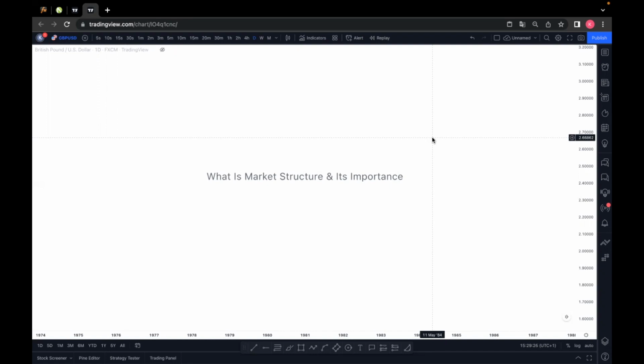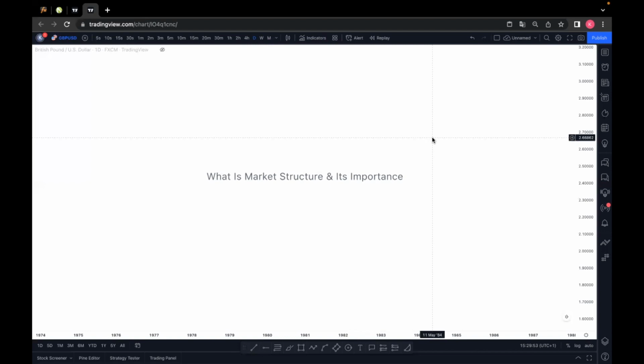Now, what is the importance of market structure? Well, one of the reasons why it's so important to understand market structure is because it helps us pinpoint the best areas so we can get involved in the markets. So if we see that price is pushing to the downside, we don't want to buy at that particular time. And it also helps us pinpoint the early signs of reversal.